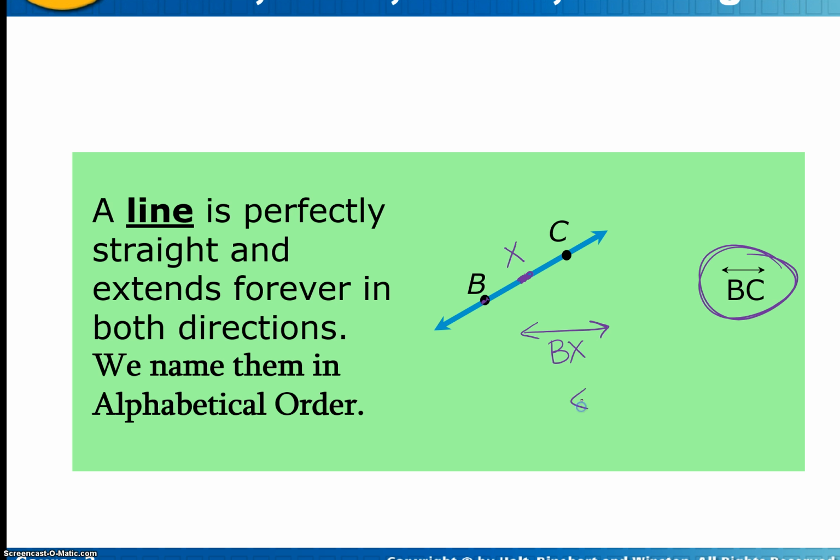Or you could name the line CX because C is a point on the line and X is a point on the line, and in alphabetical order they're named like this. So many different ways to name them. You just need to make sure they're in alphabetical order and that above your capital letters you have a line that extends in both directions. Arrows have to be on both ends. Feel free to pause if you need to.